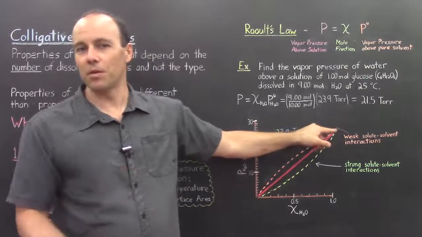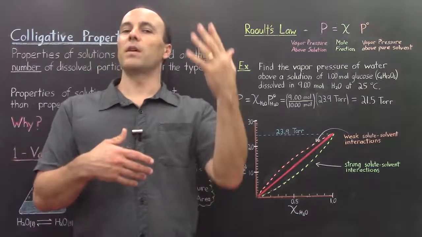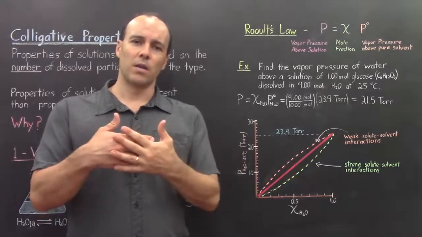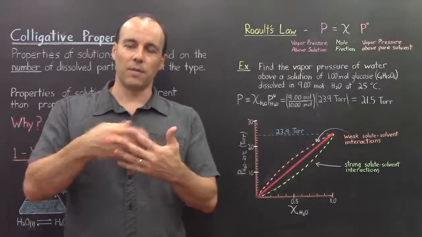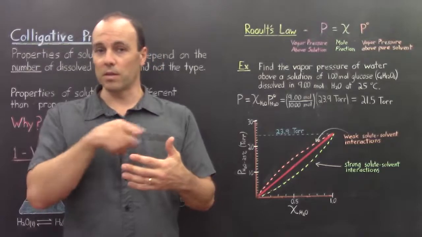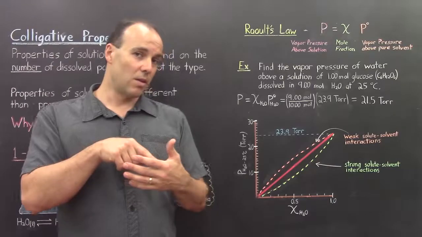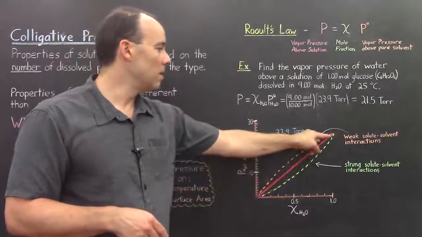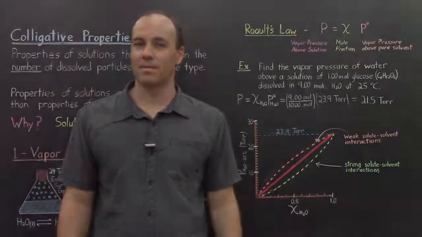And the opposite occurs if there are weak interactions between solute and solvent. Then the solvent would more readily vaporize, because whereas water is normally interacting with other water particles, if you substitute those water particles with solute particles where the interactions between the solute and water are very weak, then water will vaporize more than what's predicted. And so this is the case for weak solute-solvent interactions.